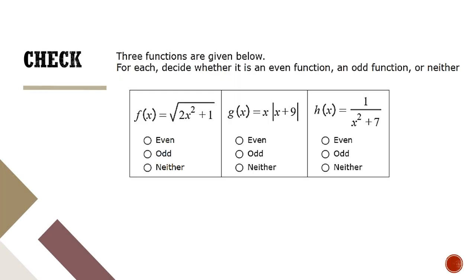So please try this one on your own. Pause it. I'll have an answer shortly. So you should get even, neither, and even.